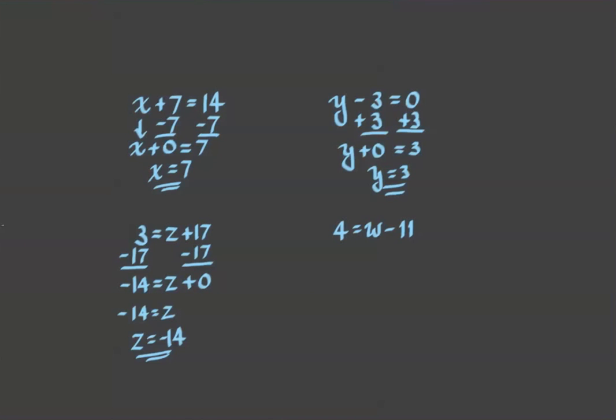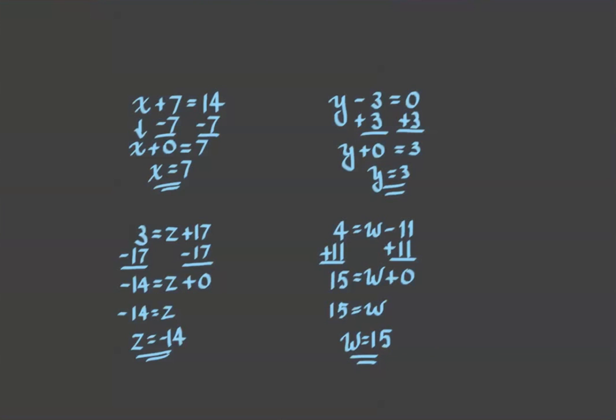Another one is pretty similar too. In order to isolate our variable w, we need to move this negative 11 to the other side of the equation. We do that by adding its inverse, positive 11, to both sides. Positive 11 and positive 4 gives us positive 15, which equals w. Positive 11 and negative 11 gives us 0, which leaves us 15 equals w, which we can rewrite as w is 15. If you followed through to the very end, you did a great job.